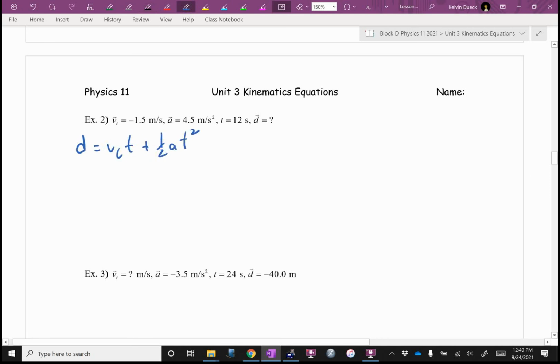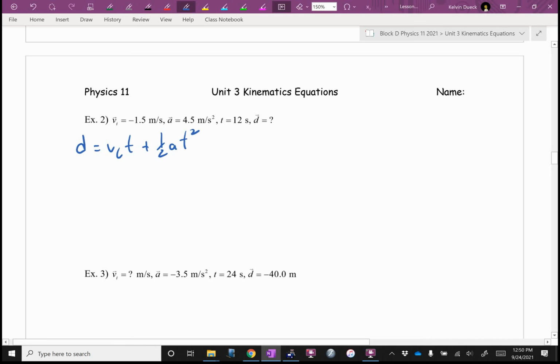Good. If this was a word problem, it would have said something like this. A car starts out going backwards at 1.5 meters per second. Why did I say backwards? Negative. It accelerates forwards at 4.5 meters per second squared for 12 seconds. How far does it travel? That's what this is asking.